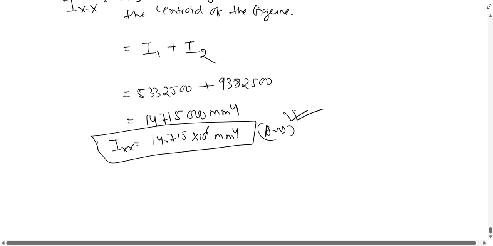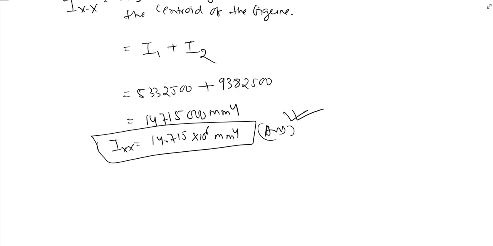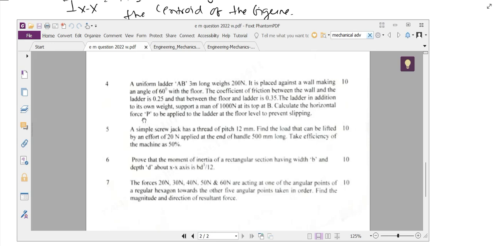Next question is about the friction concept. A uniform ladder AB, 3 meter long, weight 200 Newton, is placed against a wall making an angle of 60 degree with the floor. The coefficient of friction between the wall and the ladder is 0.25, and that between the floor and ladder is 0.35. The ladder, in addition to its own weight, supports a man of 1000 Newton at its top at B. Calculate the horizontal force P to be applied to the ladder at the floor level to prevent slipping.